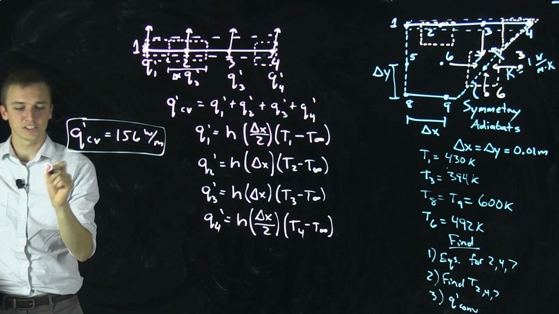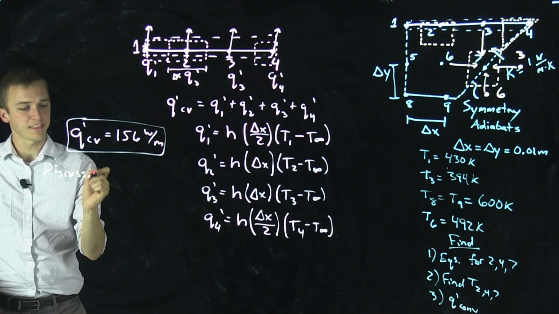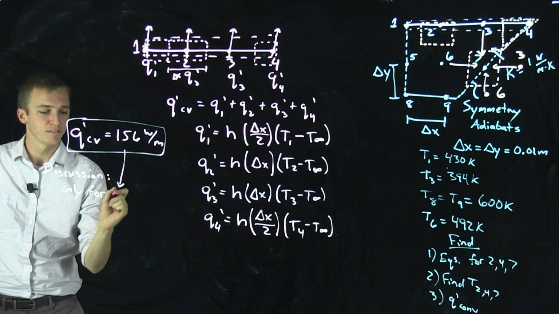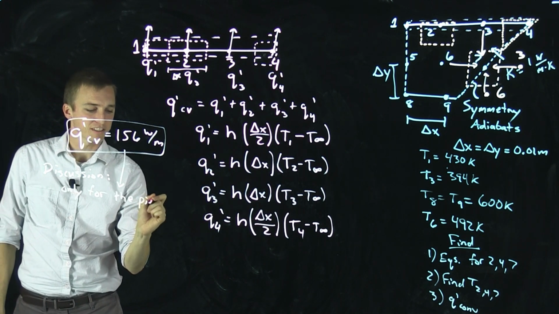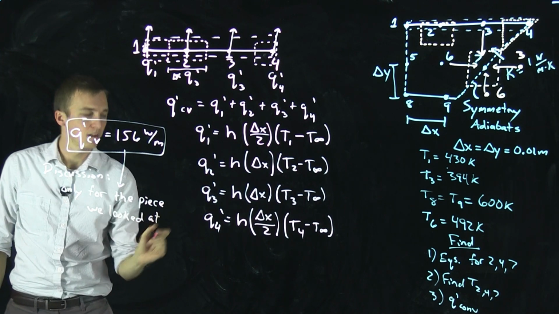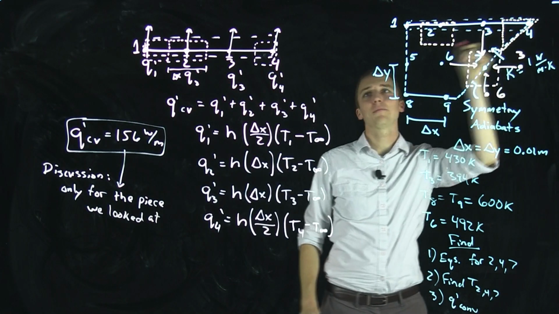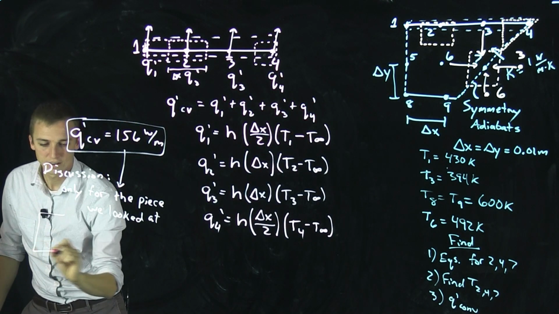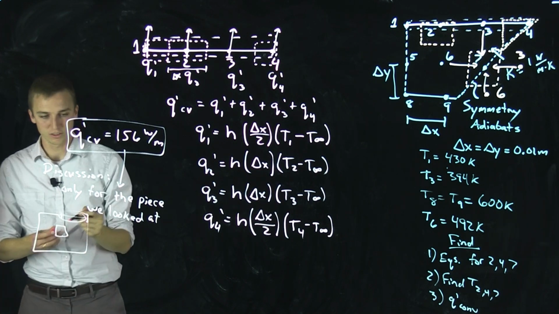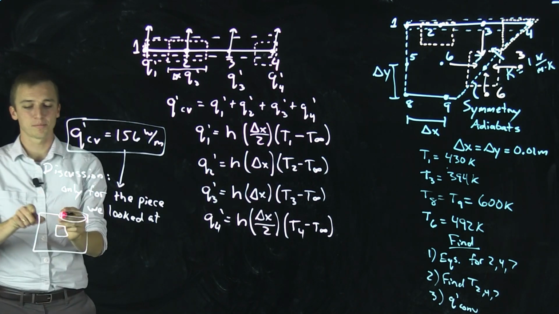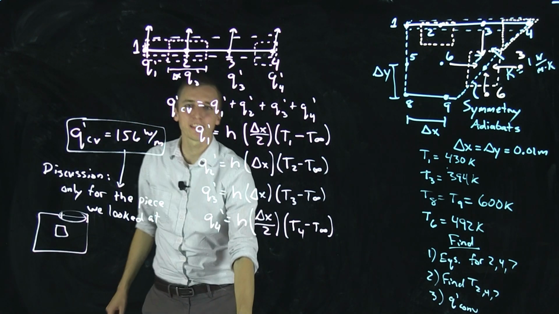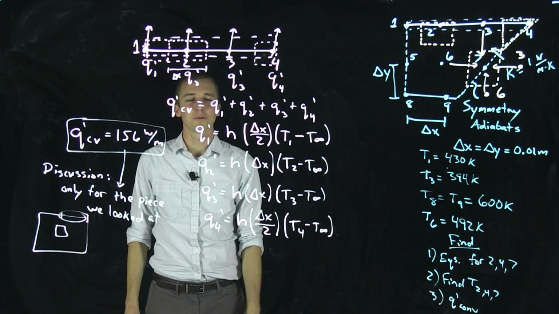Okay, as a discussion, let's remember that this is only for the piece we looked at. This section right here. Remember, our entire scenario looks like this, and we've only modeled the convection right there. So if we really want to know the total heat loss, we'll need to multiply by all of the sections. All right, that was our lengthy but instructive numerical heat transfer problem. Thanks for watching.